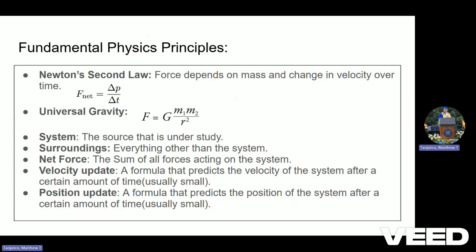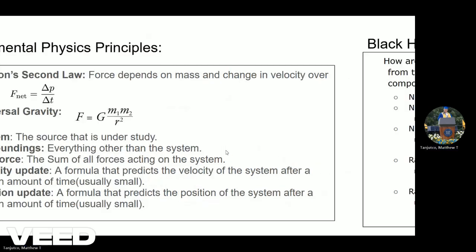The system in the black hole experiment is the star, while the system in the rocket experiment is the spaceship. The surroundings for the black hole experiment is the black hole, while the surroundings for the spaceship experiment is the planet and the moon. The net force is basically the sum of all forces acting on our system, being the star and the spaceship. The velocity update and position update formula will also be used to aid in our simulation, basically predicting the velocity and position of each object in our simulation after each time interval.